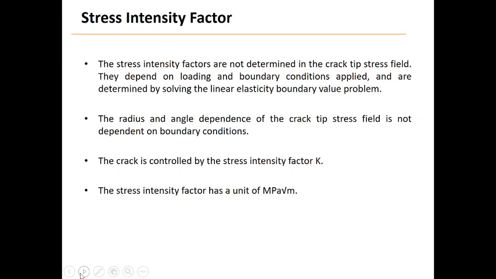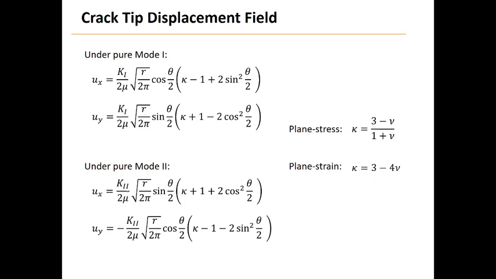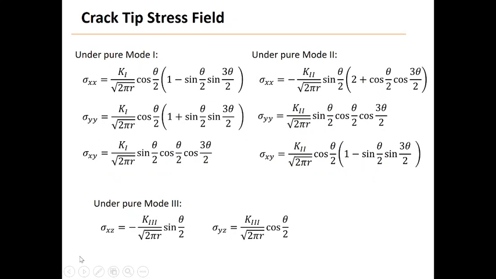So this is the stress intensity factor, and it has a unit of megapascal square root of meter. This is a strange unit. This is the unit for K. You can see it from the stress expression if you don't remember it, right here. Any of these crack tip stress field solutions, you'll be able to figure out what the unit should be, right?